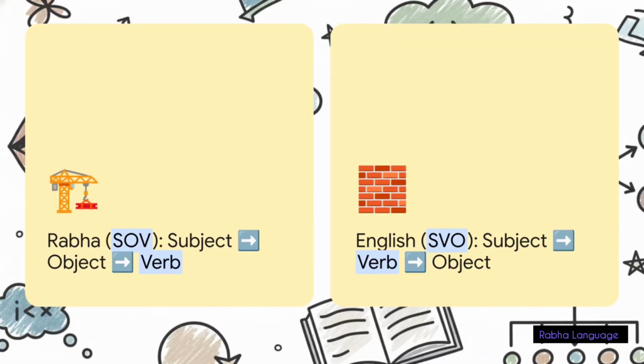And this comparison just makes it so clear how different that is from English, right? In English, we say, Loki gave me money. That's subject, verb, object, or SVO. But if you were to translate the Rabha sentence structure word for word, it would sound like Loki, me, money, gave. The verb is like the grand finale at the end of the sentence.